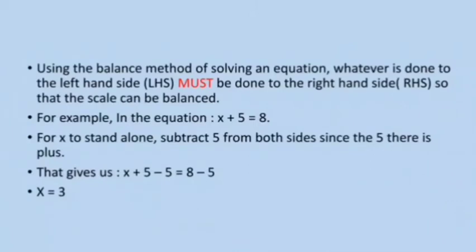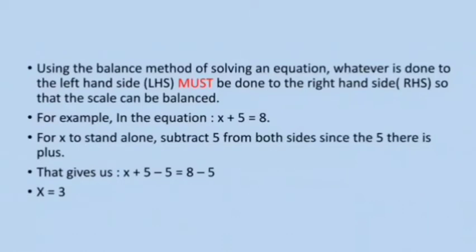For x to stand alone, all you need to do is subtract 5 from both sides, because the opposite of addition is subtraction. The 5 has a plus there, so to remove the 5 is to subtract 5 from both sides. When you do that, you have x plus 5 minus 5 equal to 8 minus 5, and that gives us x equal to 3.